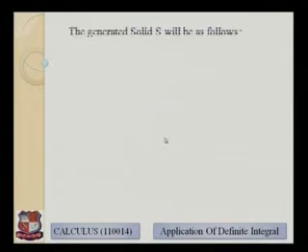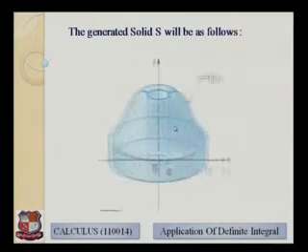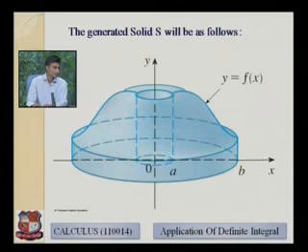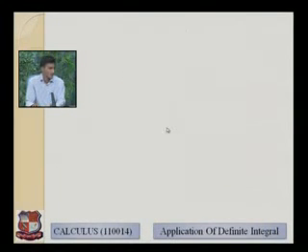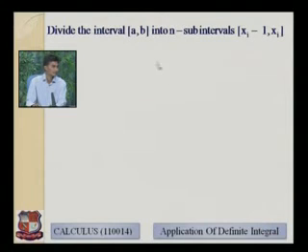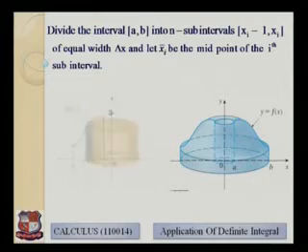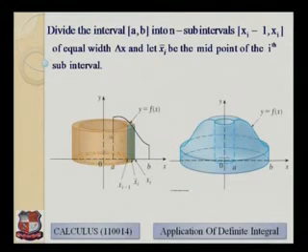Then the generated solid will look like this. If we rotate it about the y axis, it will generate a solid which looks like this over the y axis. Then if we have to find the volume, we divide the interval AB into n sub intervals, and consider any one interval as given in the figure.